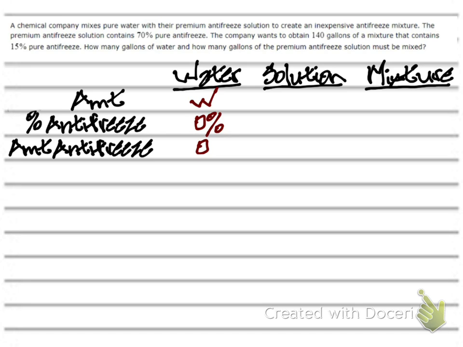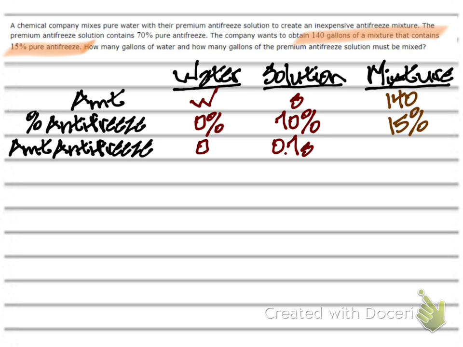Now let's look at our solution. The amount of our solution, I'm going to call it S, but you could call it X, Y, Z, whatever. And it says that the solution that they're going to mix has 70% antifreeze. So the amount of antifreeze in that is going to be 0.7 S. Then let's look at the mixture they want. They want 140 gallons, so that's going to be the total, with 15% antifreeze. So the amount in that mixture is 140 times 0.15, which is 21.